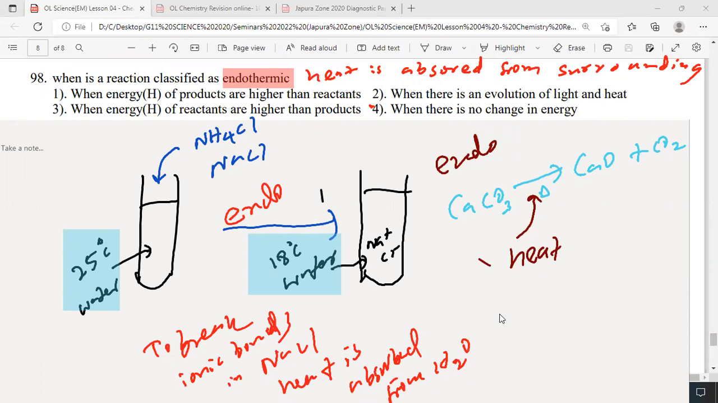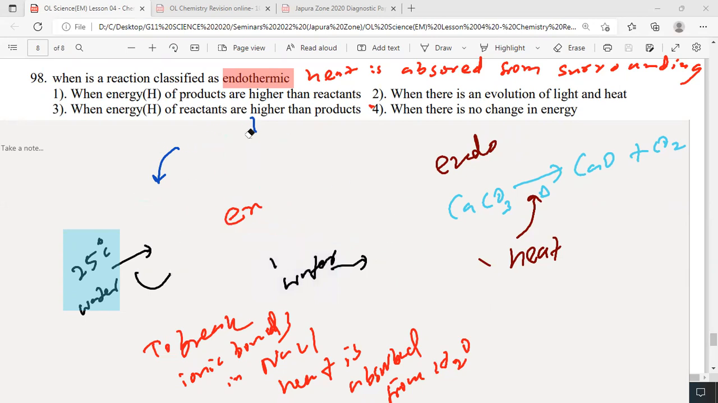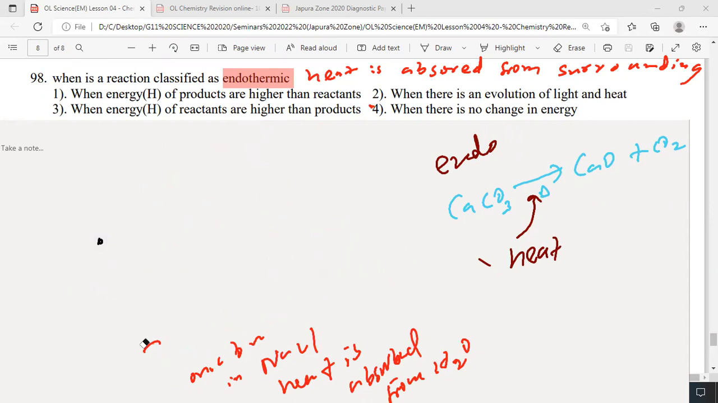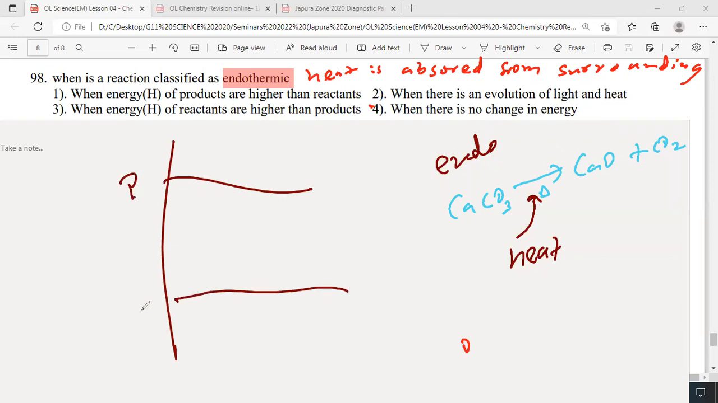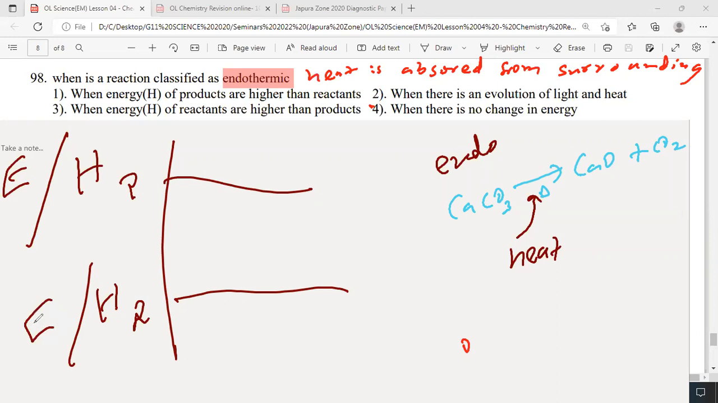So now, if I draw the diagram for this, take this calcium carbonate, look at the screen. During an endothermic reaction, the temperature decreases and the products have higher energy. Look at the screen, everyone. In an endothermic reaction, the products have higher energy than the reactants. You can write H or E for energy; H for enthalpy, E for energy.